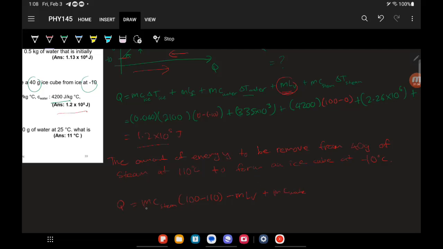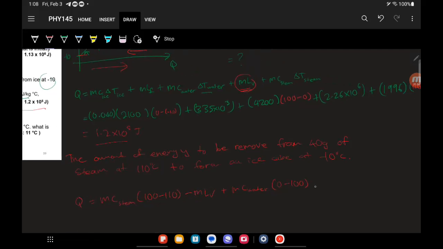And then after that plus mc water. For the mc delta T, you don't need to put the negative sign, as the temperature difference will provide the negative sign. So here the final temperature will be 0, because you want to reduce it to 0, and the initial temperature will be 100. And then after that you're going to have minus, because for freezing, mLf, fusion, and then plus the last one, mc ice.